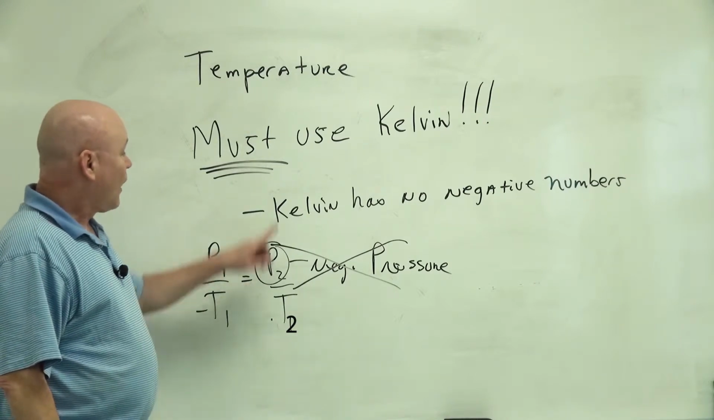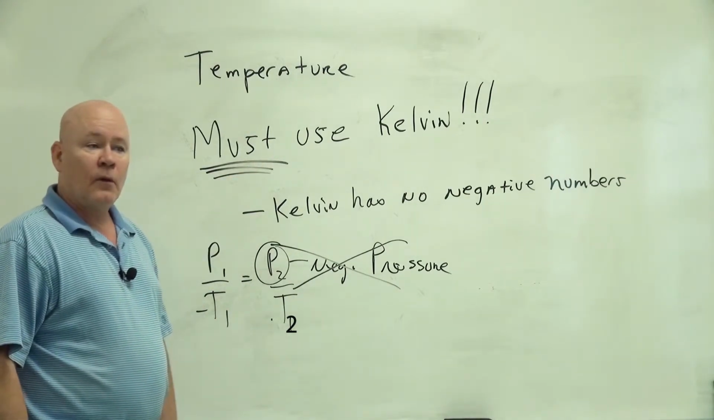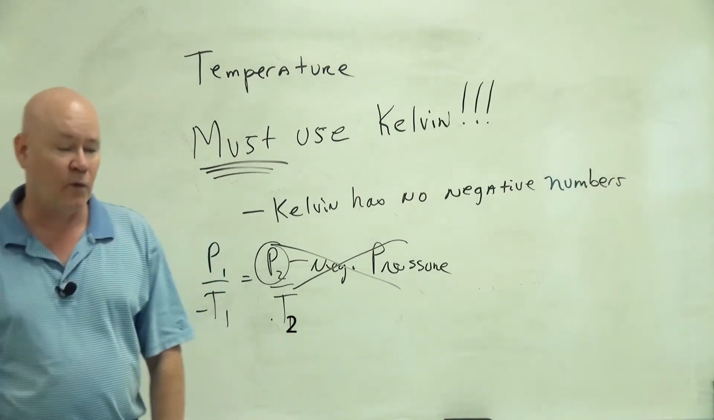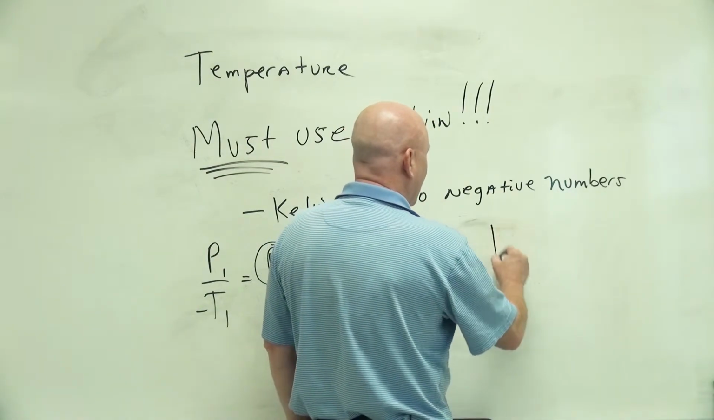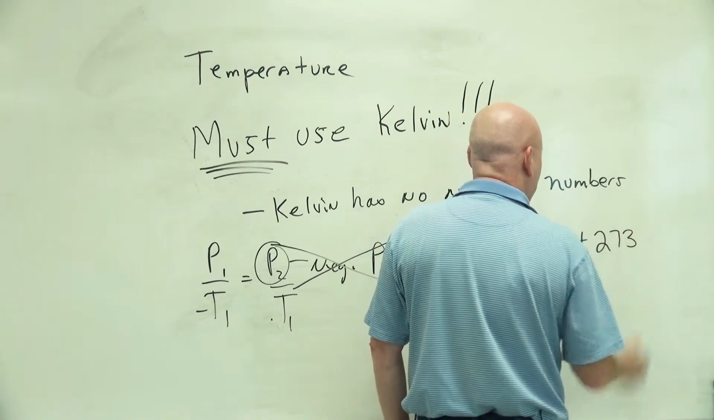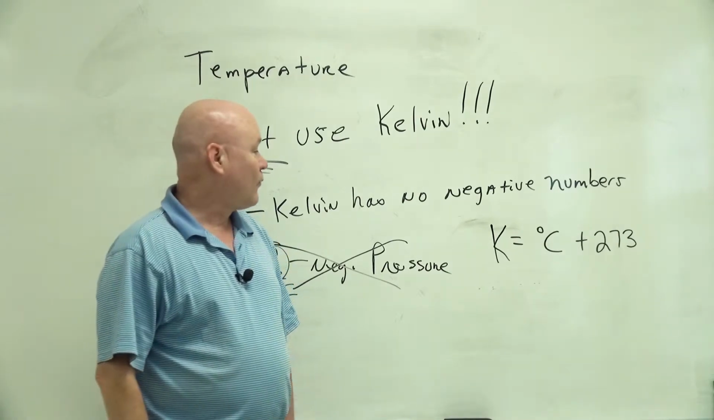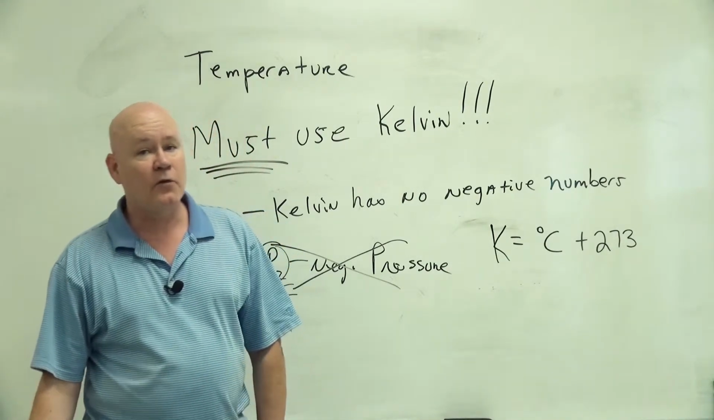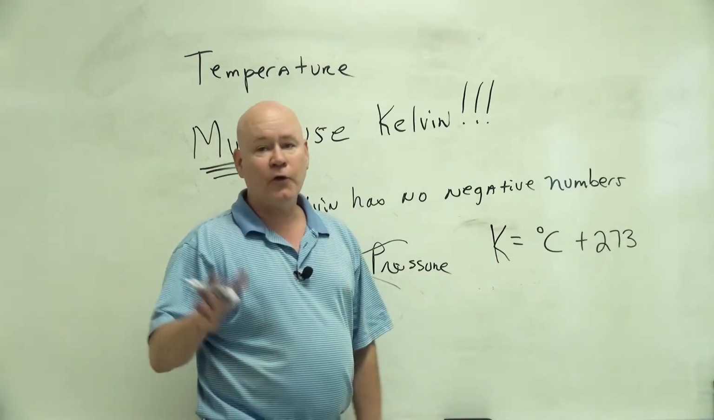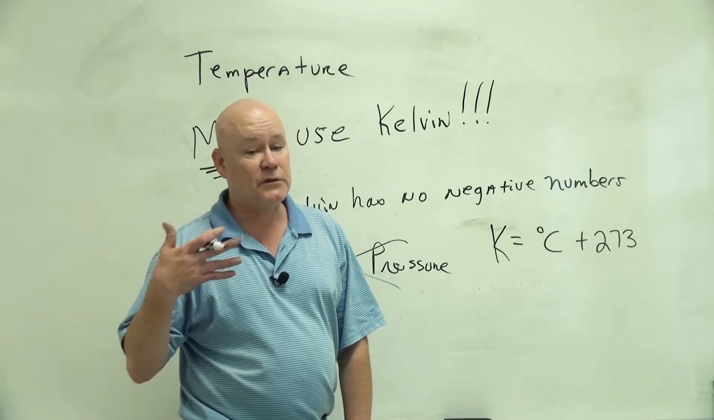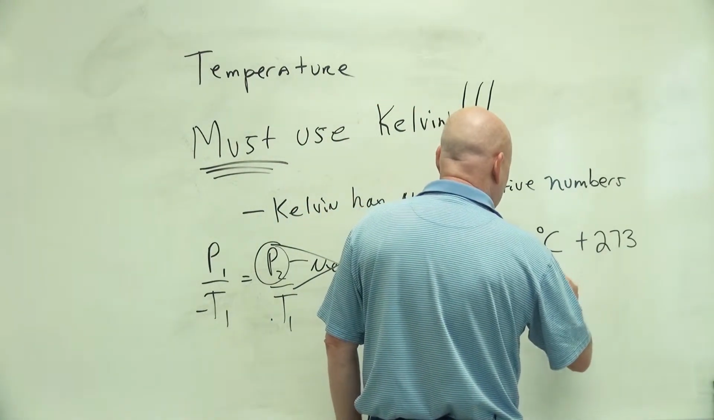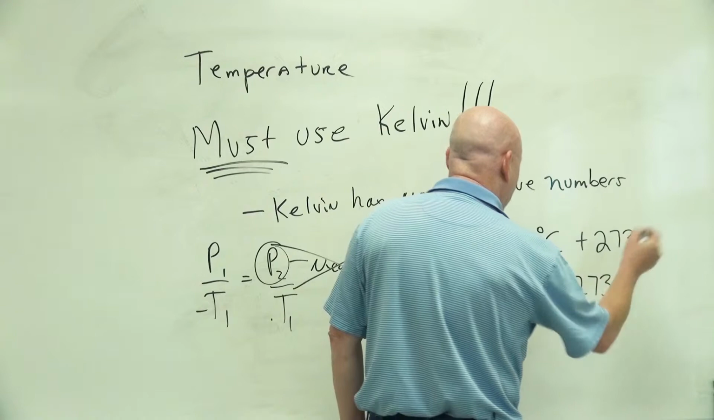Now, since we must use Kelvin, well, 99% of the time when you have a problem, the problem's going to be in degrees Celsius. So what are you going to do? It turns out that Kelvin is equal to the degrees Celsius plus 273. So if you have degrees Celsius, the very first thing that you have to do for any gas law problem is put it in Kelvin. After you do the problem, if one of your answers is in Kelvin, you're going to want to put it back into degrees Celsius. So you would say degrees Celsius is the Kelvin temperature minus 273.